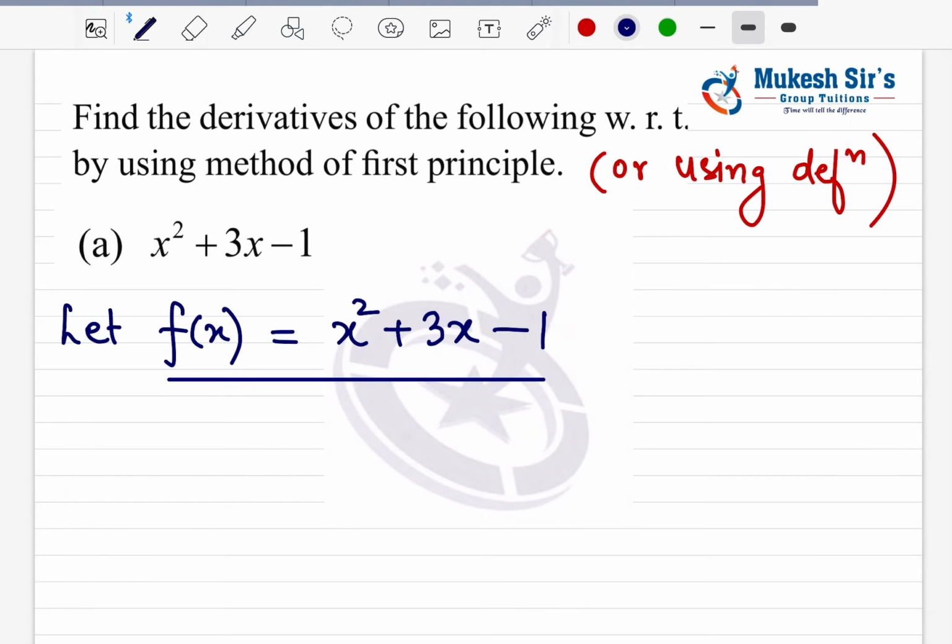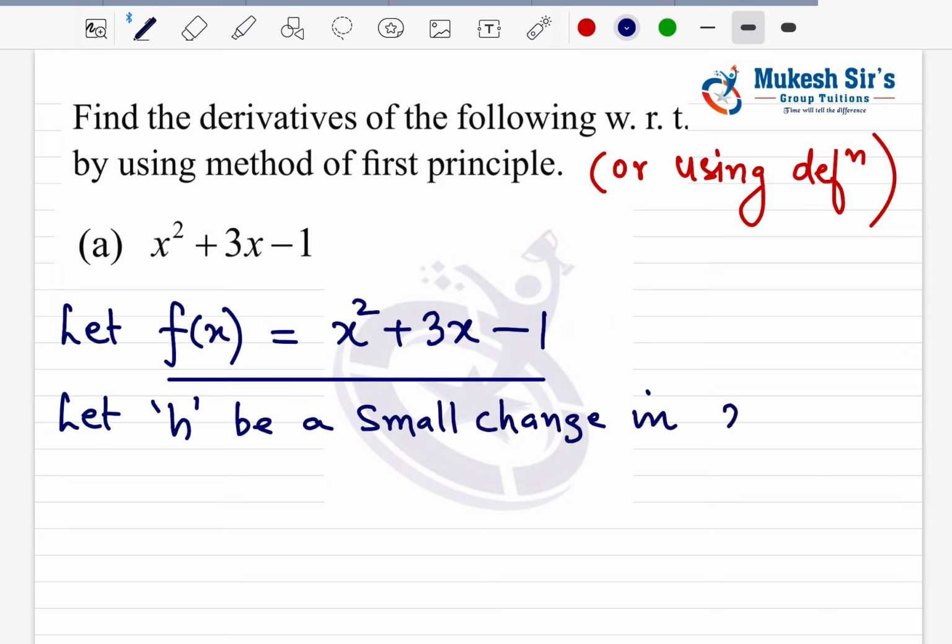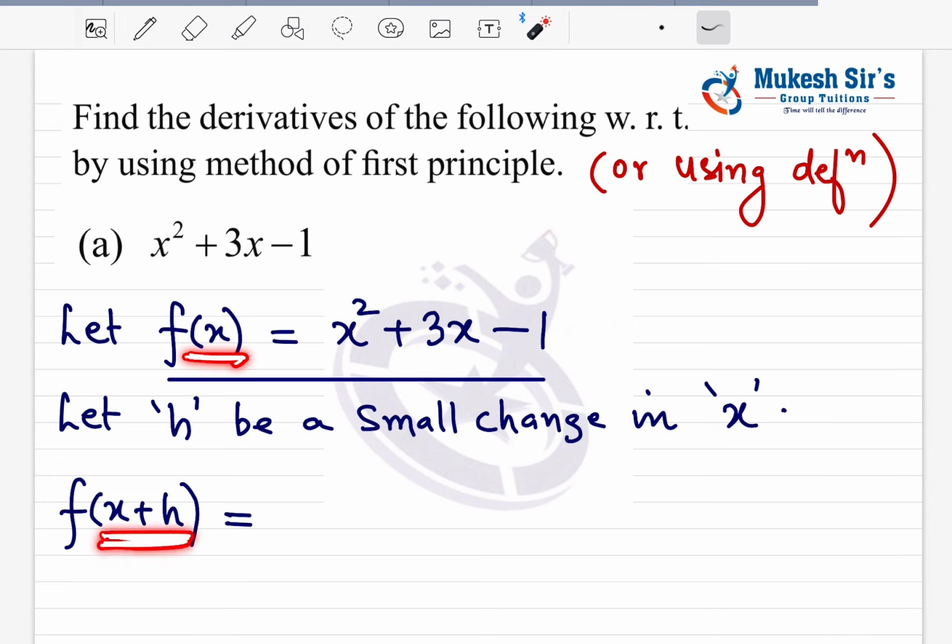Then let h be a small change in the value of x. So that is f of x. Now we find f of x plus h. तो तुम्हारा नया फंक्शन क्या आएगा? Instead of x, it will become x plus h. That's a small change or increment in the value of x.